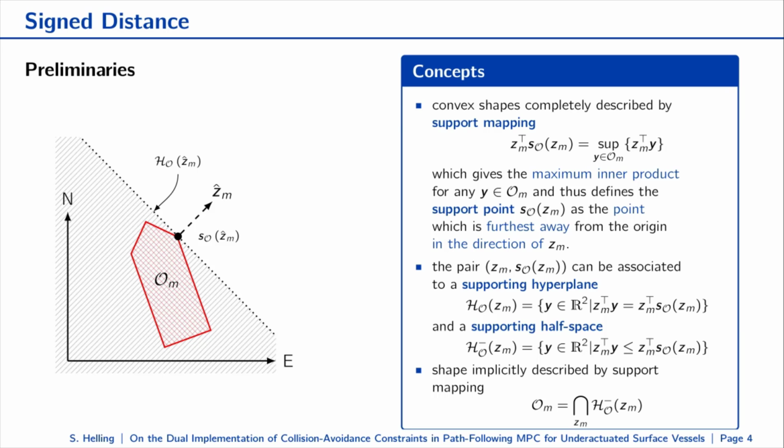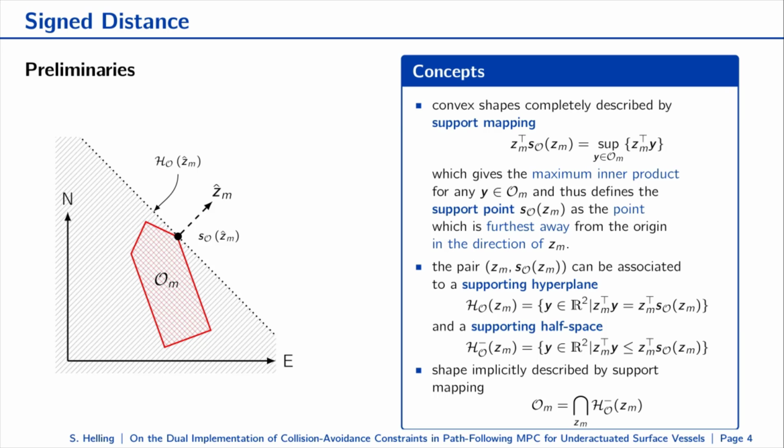If the signed distance is to be included directly in the model predictive control problem, approximations need to be used. Therefore, a dual reformulation of the signed distance is implemented, which is exact, smooth and differentiable. In order to derive this dual reformulation, we need to introduce some basics of convex geometry.